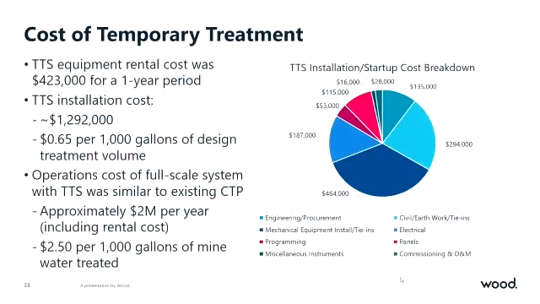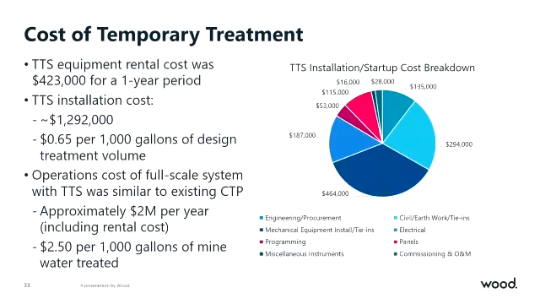So, a little bit on cost. The temporary equipment that we mobilized to the site, those trailers, those pumps, ended up costing about $423,000 for a 1-year rental period. That's how long we rented it for this project. Installation cost, back in the 2018 timeframe, was $1.3 million, or about 65 cents per 1,000 gallons of design treatment volume.